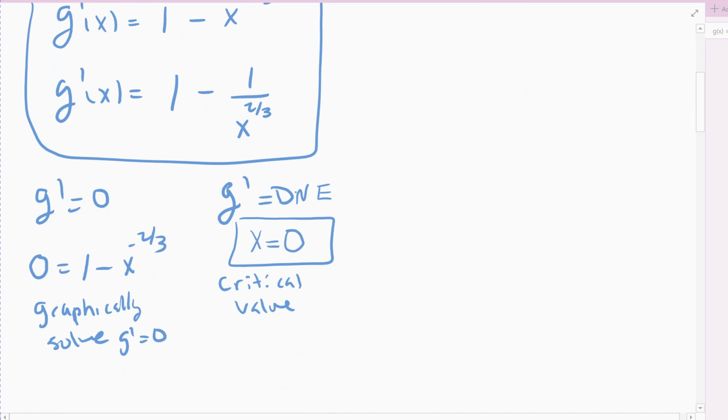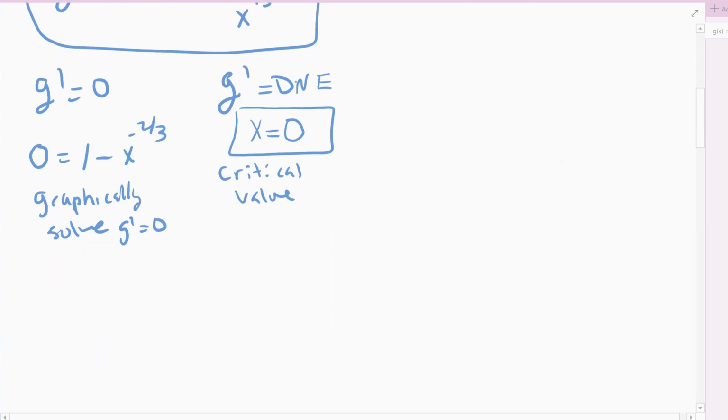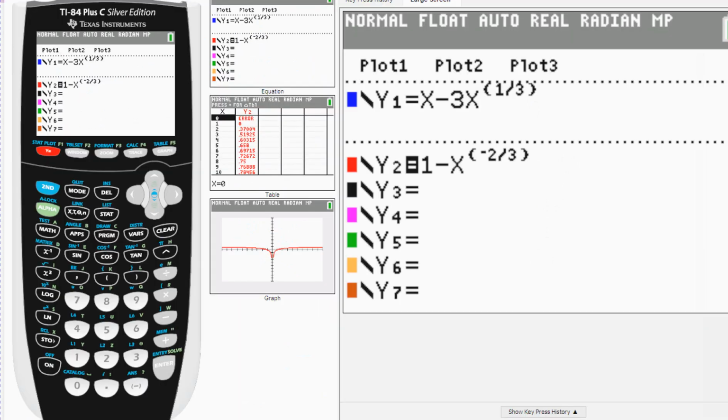Alright, so 0 I've established as a critical value. It's a place where my derivative doesn't exist. There are 2 other critical values, where this is 0. So, again, if you can solve it algebraically, feel free. I'm going to solve it graphically. I've actually already got it typed into my graphing calculator.